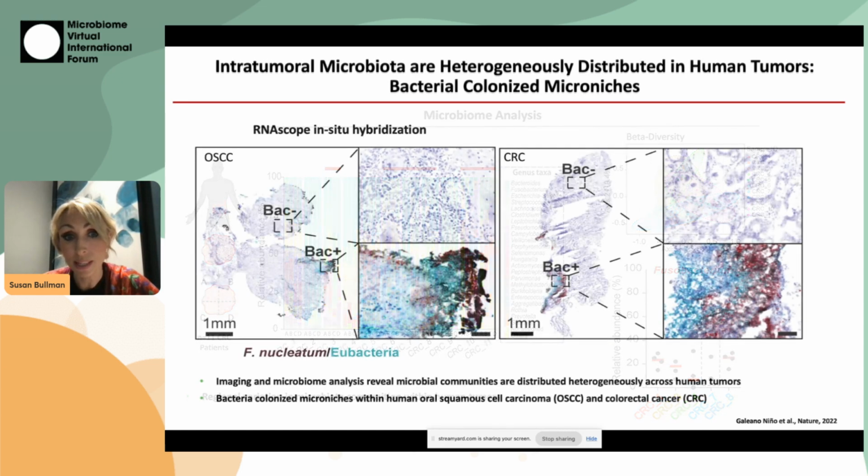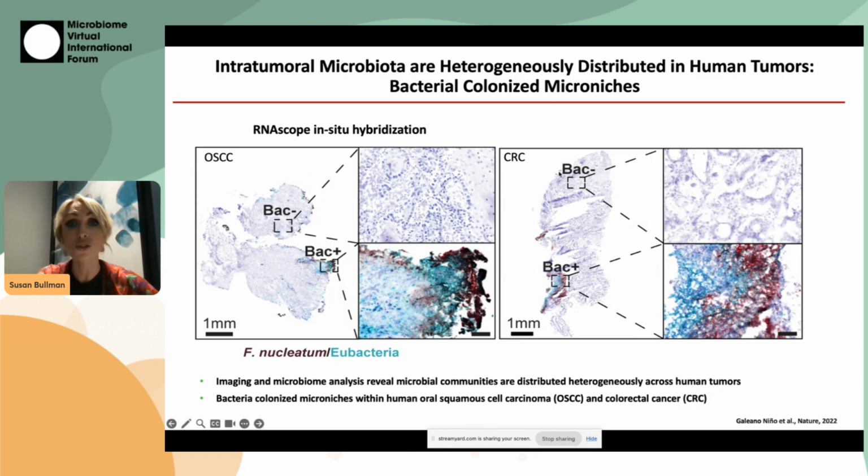And here you can see RNA-scope imaging. So this is imaging of patient tumor tissue. So here I'm showing you 2 cancer types at the extremes of the gastrointestinal tract. We have this oral squamous cell carcinoma of the tongue, and we have a colorectal tumor. And with this RNA-scope approach, we have probes that target eubacteria, and that's seen in this cyan green color. And we have probes that specifically target Fusobacterium nucleatum, that is this dark red color.